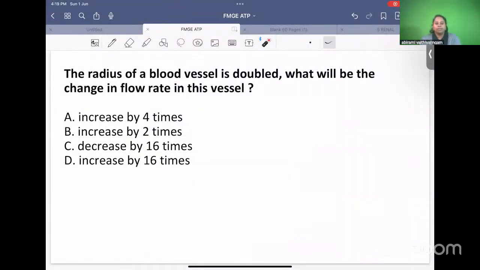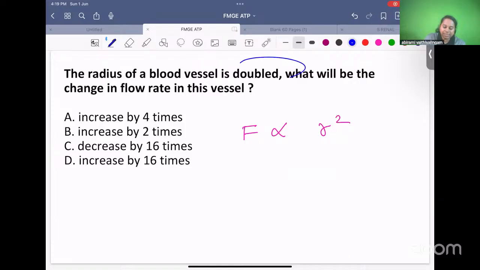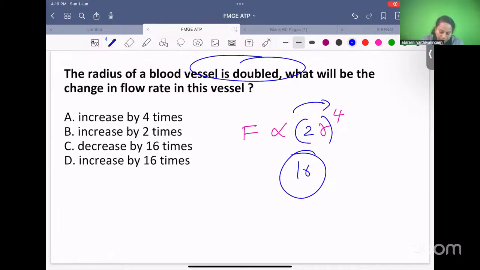Yes. Try to answer these MCQs quickly. What is happening here? Radius is doubled. R becomes 2R. So now it becomes 2 to the power of 4. 2 to the power of 4 is 16. Excellent, all of you. So flow increases by 16 times.